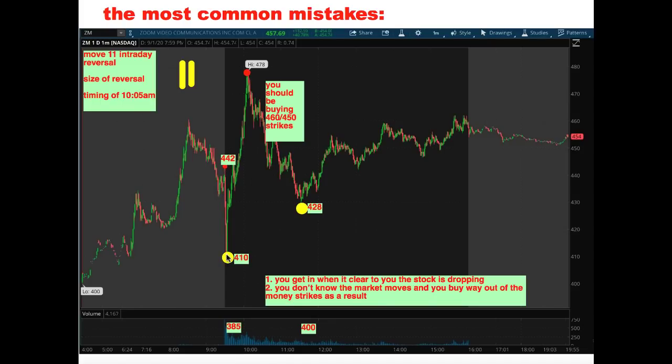the sharp drop comes, and the trader gets in right here. The trader gets in at the point where he should be getting out. No wonder he's not making the money, because this does not qualify as shorting the bounce. The trade has already happened here. From 442, you get a drop of $32 right at the open. This is your trade. You get out.